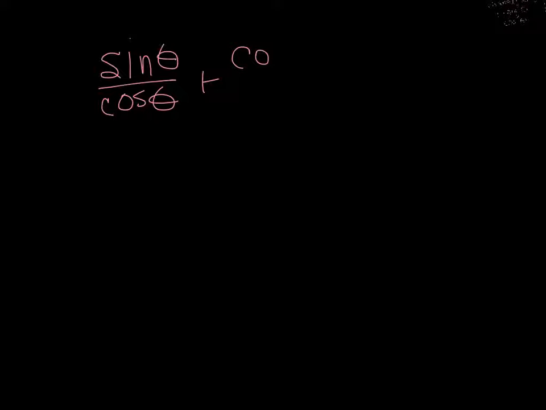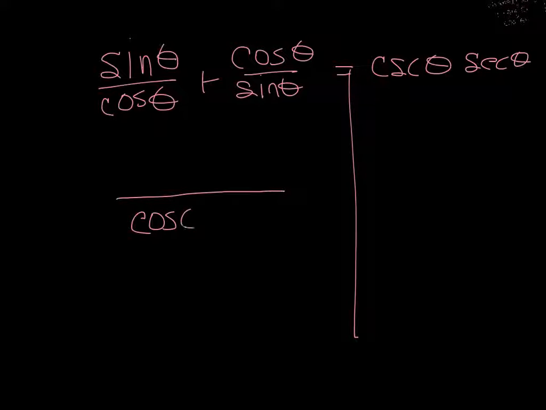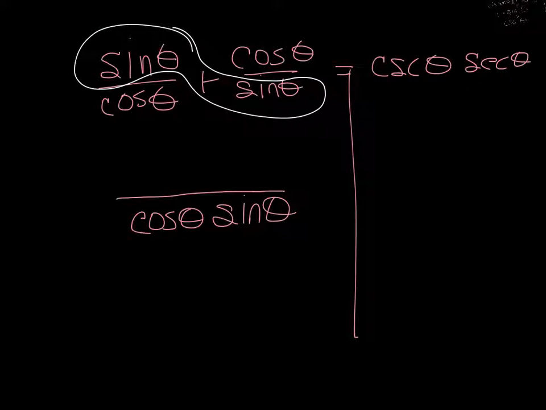Okay, we're going to look at sine theta over cosine theta plus cosine theta over sine theta. And I want to work with that so that I can get cosecant theta times secant theta. Okay, so what do we have to do when we add fractions? Common denominator, which I'm just going to multiply straight across to get. You have seen what we call butterfly.